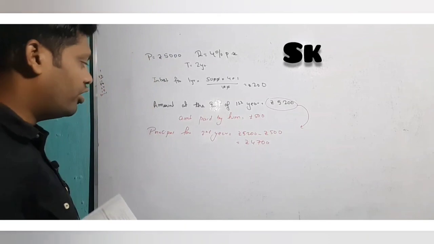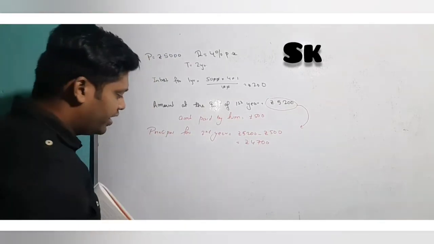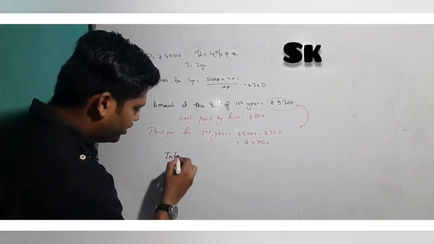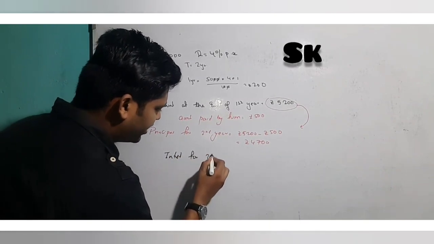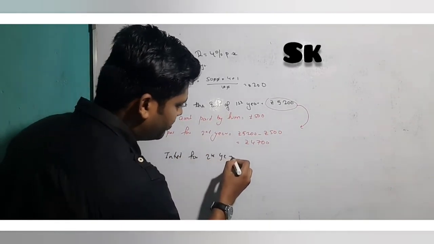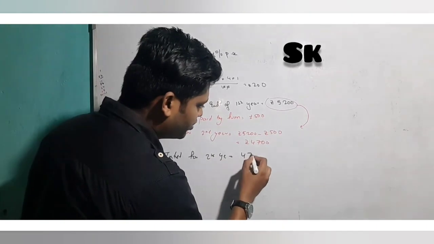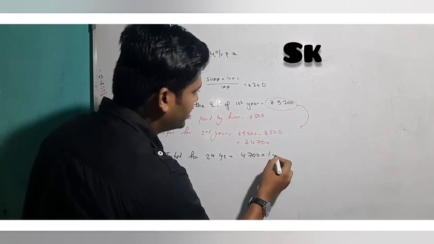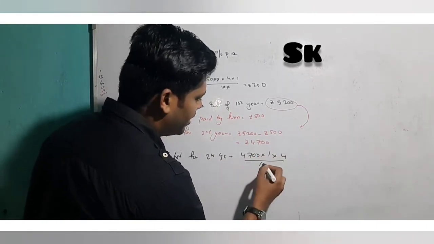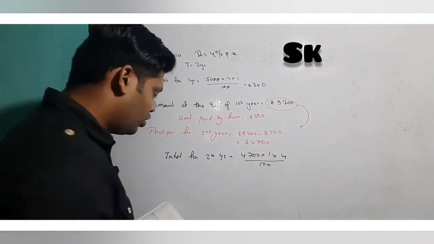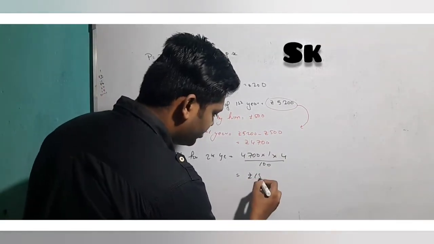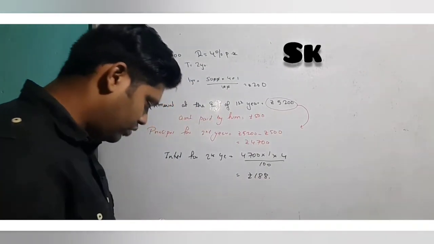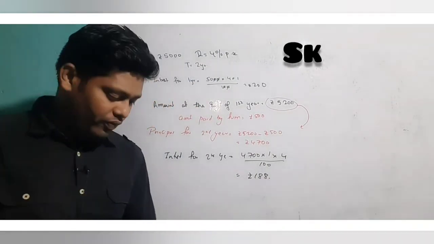So now what do I have to find out? I got the principal. Now interest. So interest for second year. How much? P into T into R by 100. So 4700 into time is 1 year into rate of interest 4% by 100. How much will it be? Rupees 188. 118 or 188? 188. Okay.